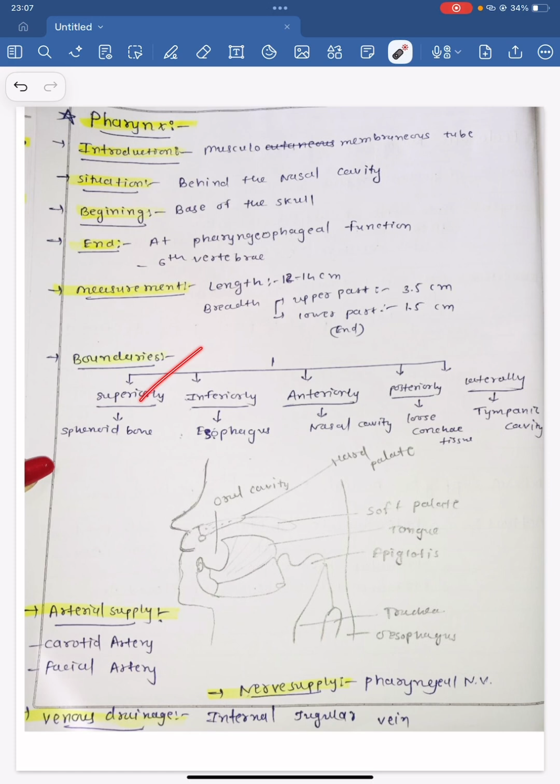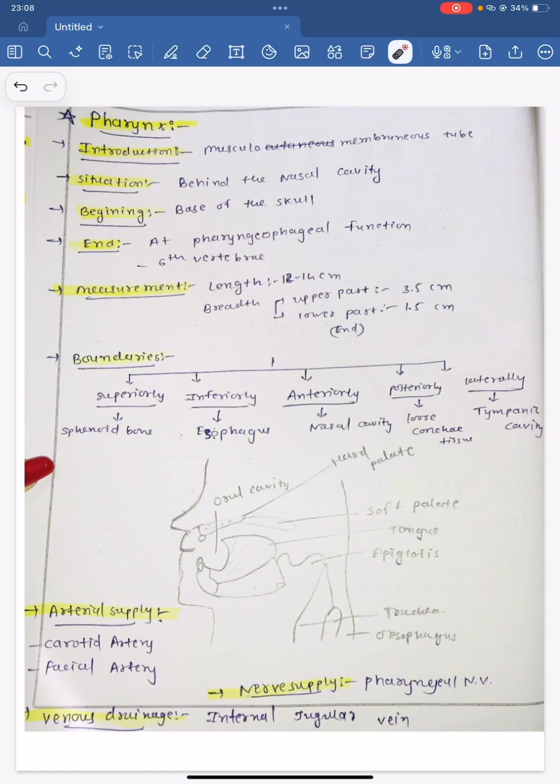Superiorly we can see the base of the skull or sphenoid bone. Inferiorly it is the esophagus at the level of C6 vertebra. Then anteriorly it is prevertebral fascia, and the nasal cavity can also be seen anteriorly. Posteriorly, the prevertebral fascia will be seen. Laterally, the tympanic cavity will be seen. You should know this diagram, otherwise you can leave it.